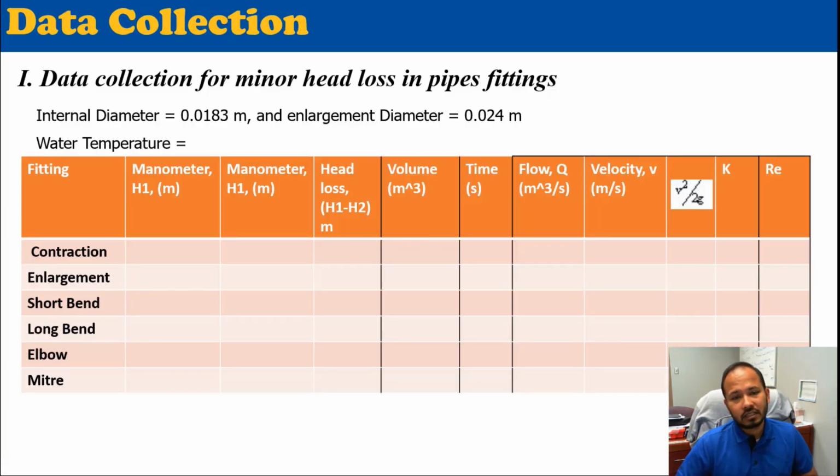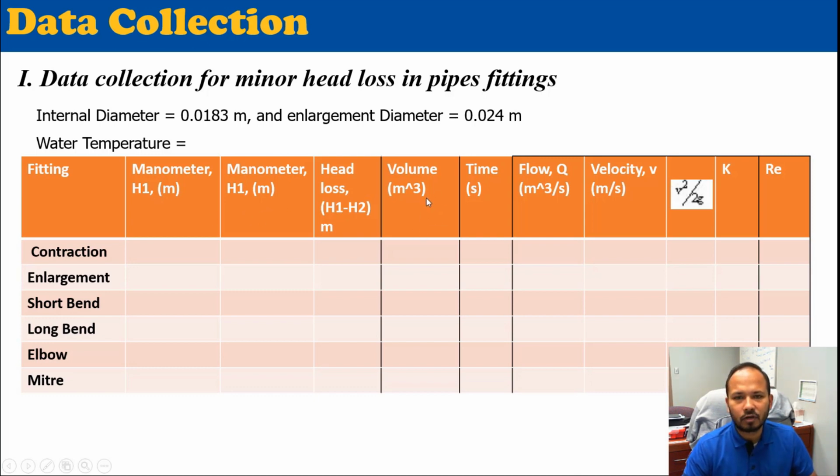Data collection for the minor head loss in pipe fittings. We have to know the diameter of the entire system, which was 0.018 meter. Only where there is enlargement, that diameter is 0.024 meter. We can take the water temperature, and for all those changes, the contraction, the enlargement in the system, short bend, long bend, elbow, and miter, we have to take the manometer readings, H1 and H2. This will be H2. Then you can measure the head loss by taking the difference.